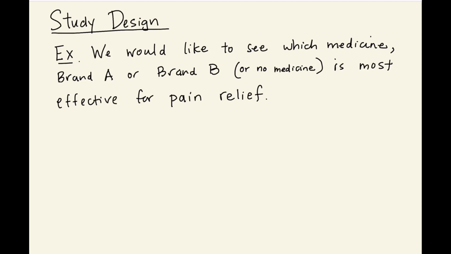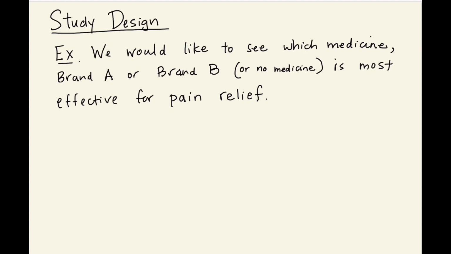In this video, we are going to talk about study design. Okay, so let's suppose you'd like to see which medicine, brand A or brand B, is most effective for pain relief. So in this case, brand A and brand B are our explanatory variables. We can also look at what the effect of no medicine, and the response variable is the amount of pain relief. Okay, so there are different ways you could study a situation like this.